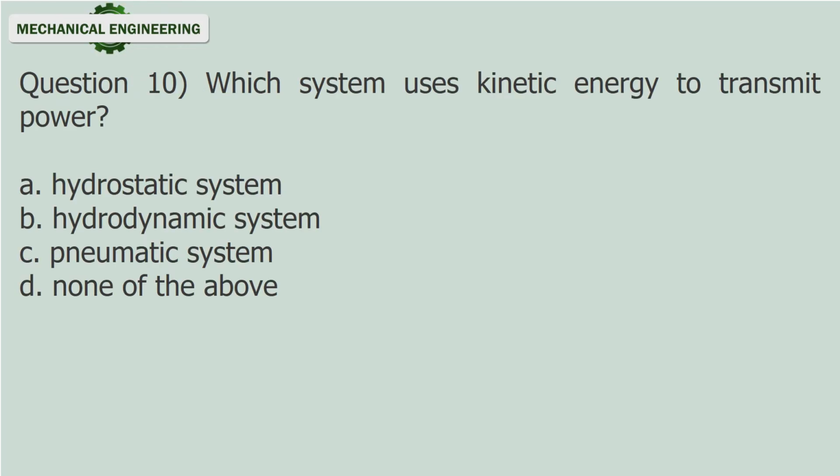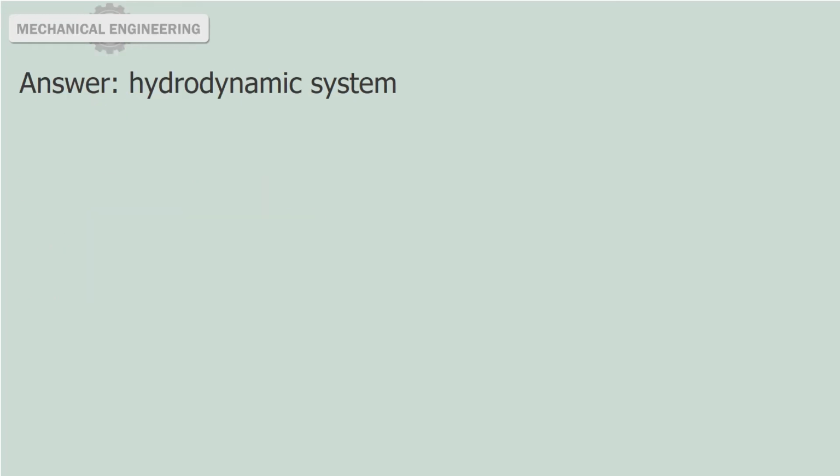Question 10. Which system uses kinetic energy to transmit power? A. Hydrostatic system. B. Hydrodynamic system. C. Pneumatic system. D. None of the above. Answer: hydrodynamic system.